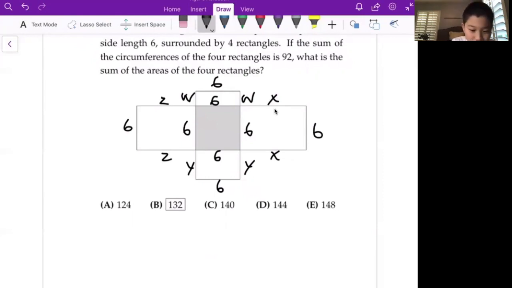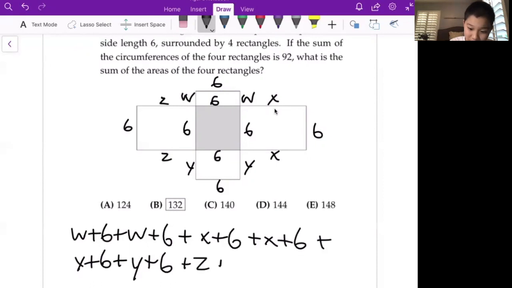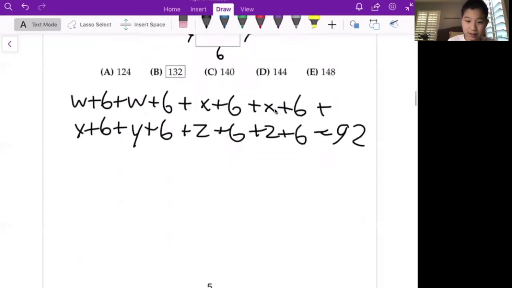What are they? Well, first one is W plus 6 plus W plus 6. Second one is X plus 6 plus X plus 6. Third one is Y plus 6 plus Y plus 6. And then the fourth one was Z plus 6 plus Z plus 6. This is a mess. Well, we can kind of simplify this, can't we?